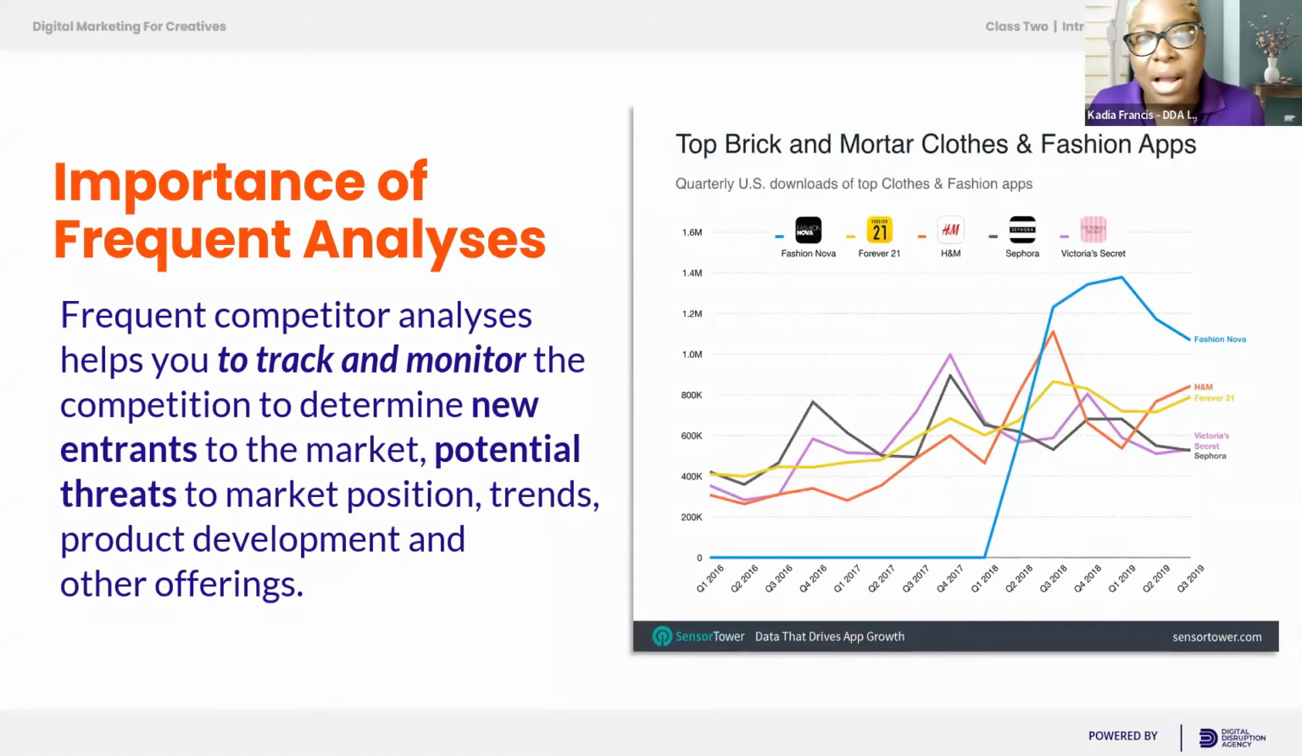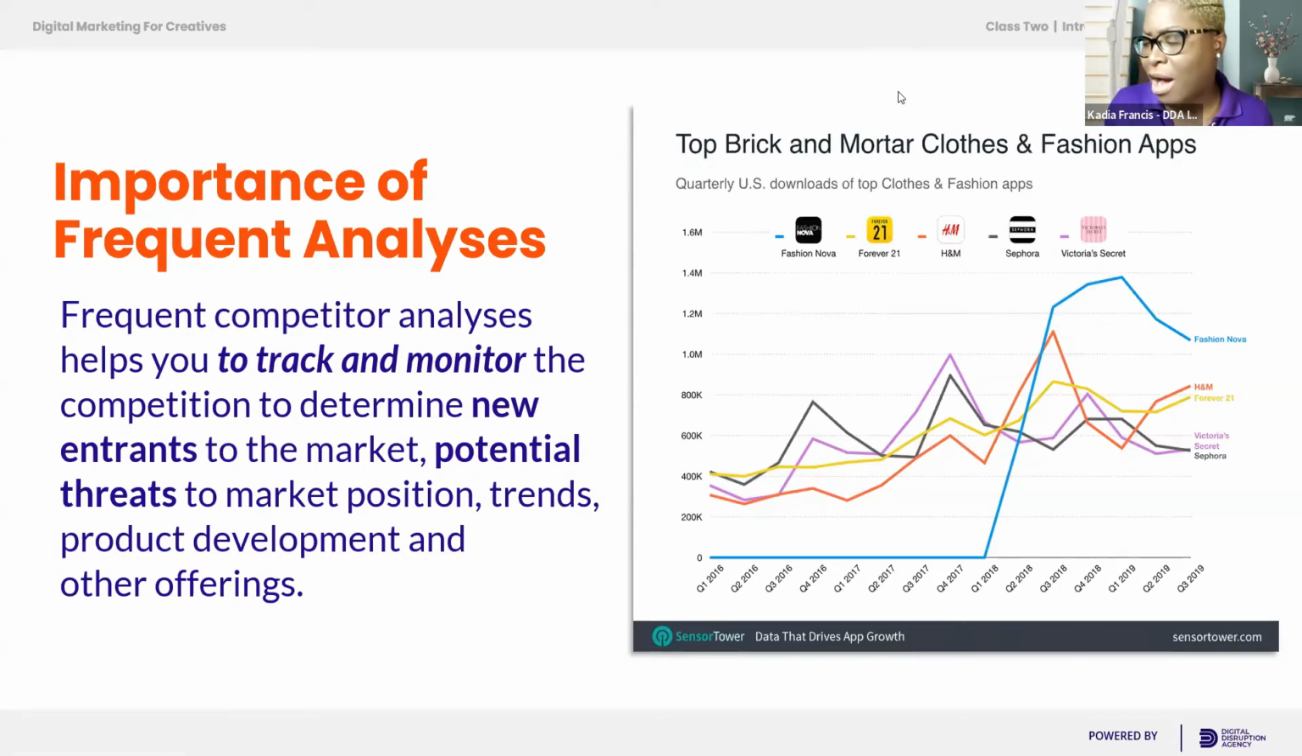Now, when we talk about marketing, when we talk about competitor analysis, it's not something that you do one time. It's a continuous activity, right? Because you're continuously tracking and monitoring, because you want to determine who's new in the market. You want to determine what potential threat is there in the market to your market position. You want to determine what the trends are. It helps you to streamline your product development process, and it helps you to determine what your offerings are or should be.